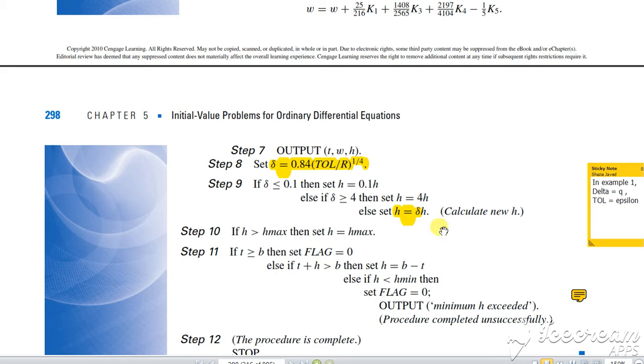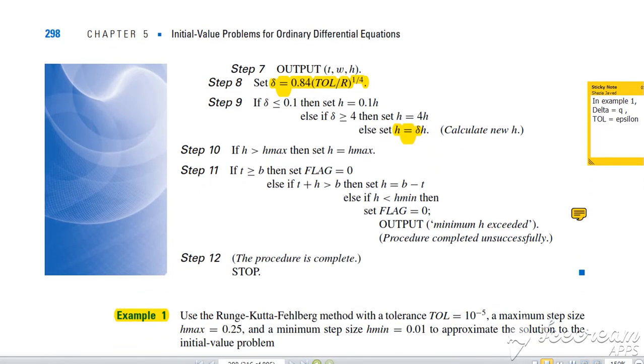If delta is less than or equal to 0.1, then h = 0.1 times h. Here h is the previous value, so you will multiply the previous h by 0.1 to obtain the new h. Else, if delta is greater than or equal to 4, then h will be equal to 4 times h. And else, if delta is greater than 0.1 and less than 4, then h will be equal to delta times h. With this computation of h, we will proceed further to complete the method.